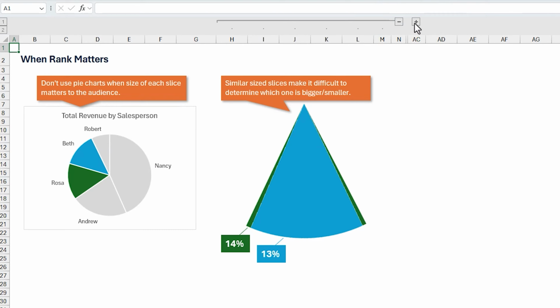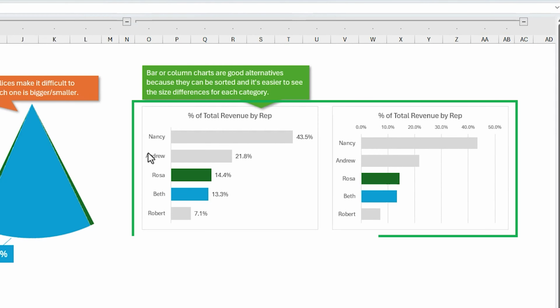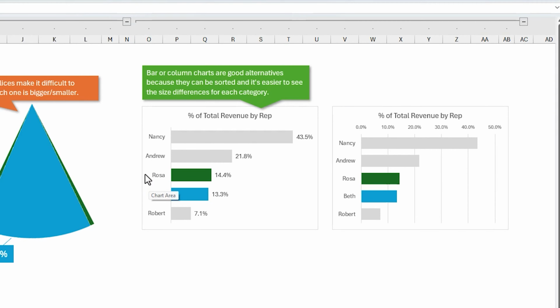And so one alternative here is a bar or column chart where again, we can see if these bars are different sizes. The green bar for Rosa is slightly longer than the blue bar here. And even without data labels, we can still make that distinction.